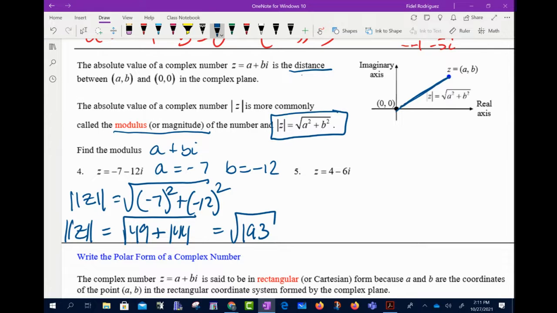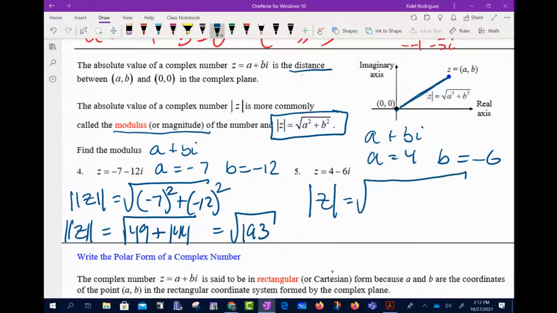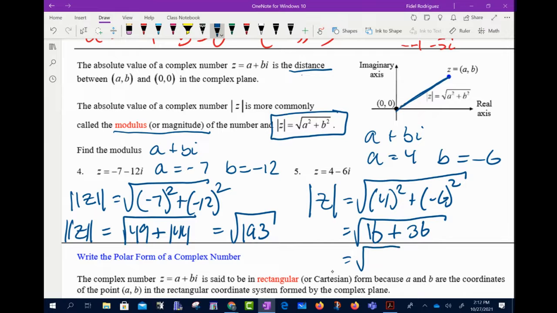So let's try to do the same thing for number 5. So guys, in number 5, if I think about this in the form a plus bi, a is the number 4 and b is -6. So I'm looking at the absolute value of z. It's going to be 4 squared plus -6 squared. So 4 squared is 16. -6 when we square it gives me 36. And 16 and 36 should be something like 52.